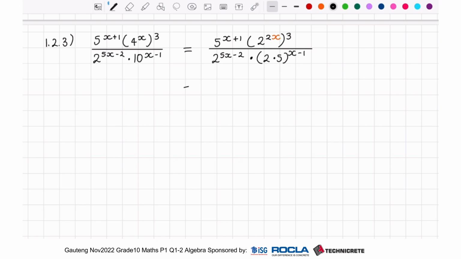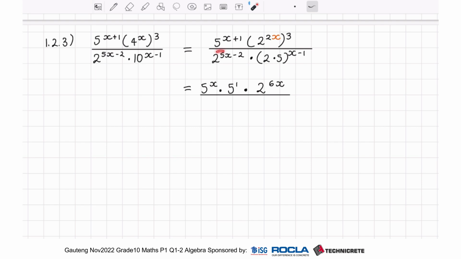Okay, and now I can use some more of my exponent laws. So I know that if I've got 5 raised to the something plus something else, that's the same as having 5 to the something multiplied by the same base 5 to that something else. So if I've got 5 to the x plus 1, then that means that I've got 5 to the x multiplied by 5 to the 1. Then for the next term, I'm also multiplying. Here I can just multiply this 3 with the 2x, because I've got the exponent 2x raised to another exponent 3. So this is going to be 2 to the 6x.